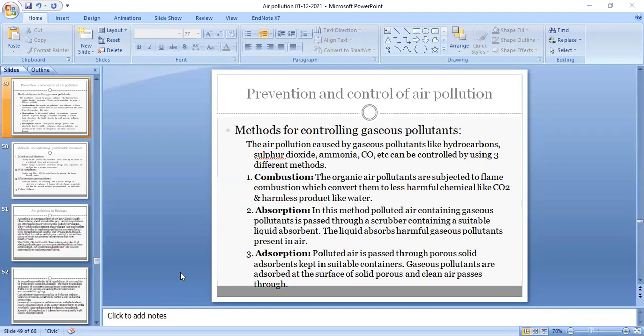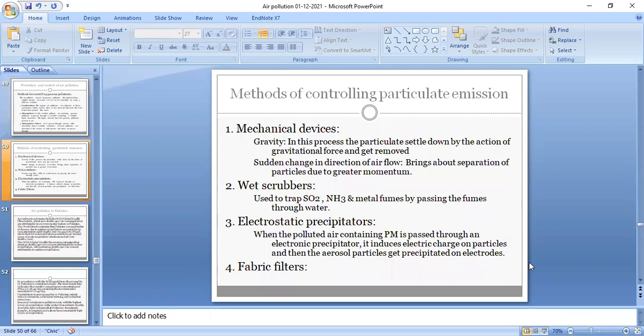The third is adsorption. In this, the polluted air is passed through porous solid adsorbents kept in suitable containers. Gaseous pollutants are adsorbed at the surface of the solid porous material and clean air passes through. Now the methods of controlling particulate emission. These are the mechanical devices.